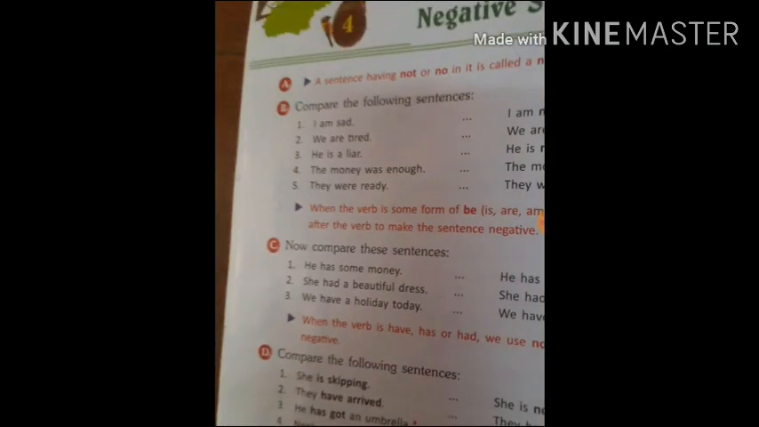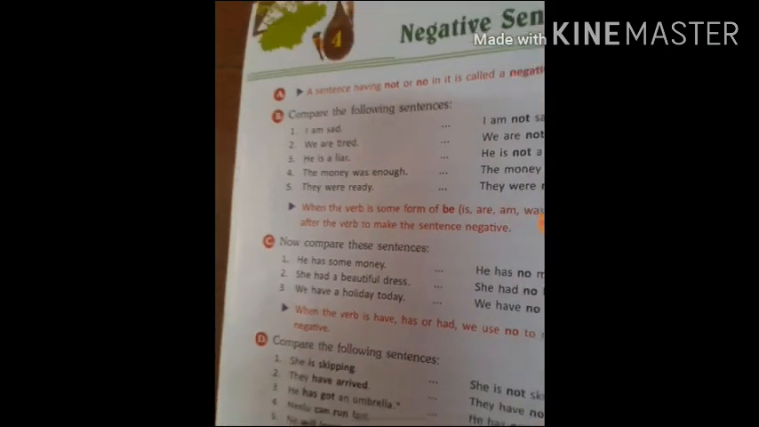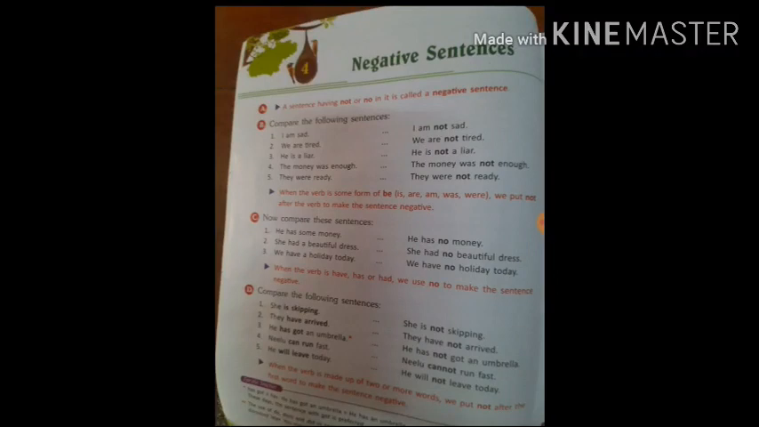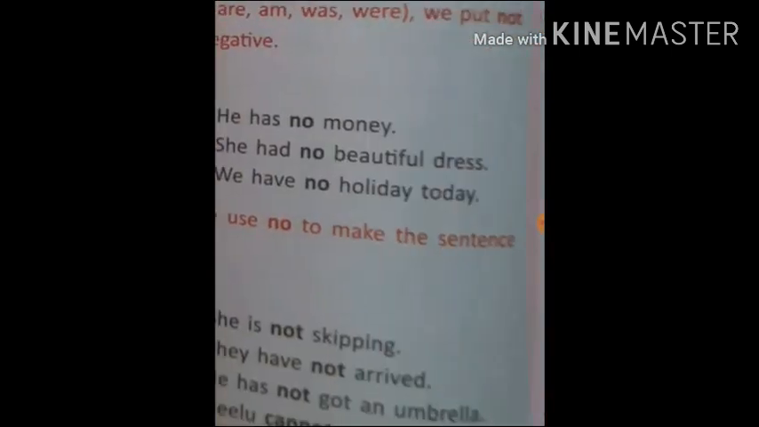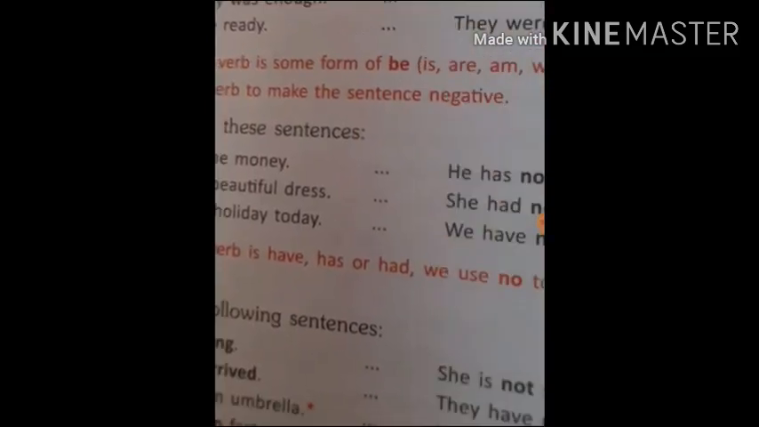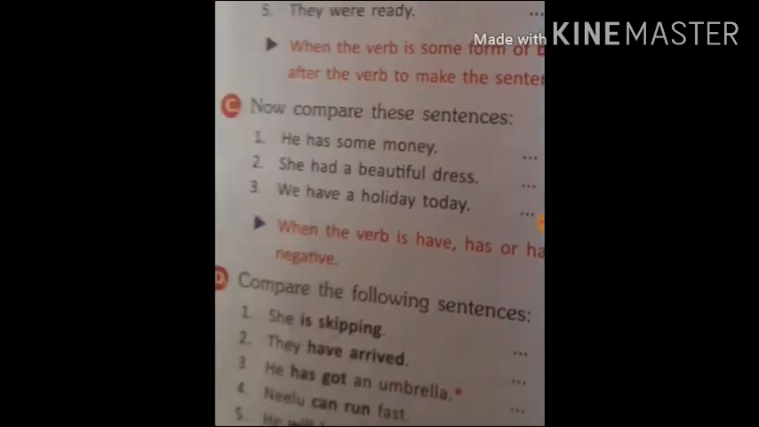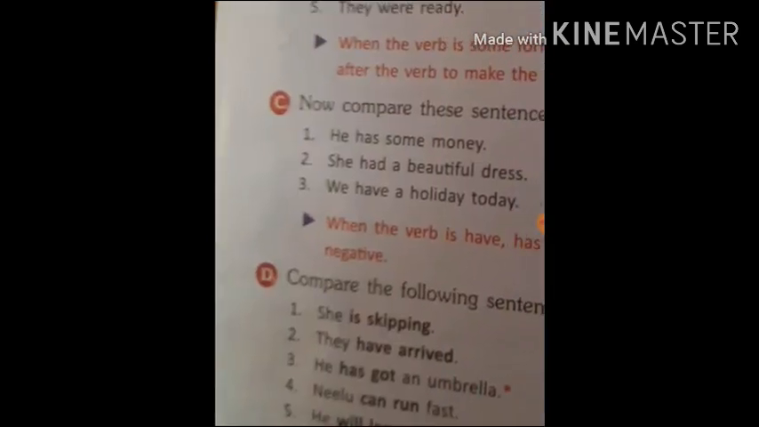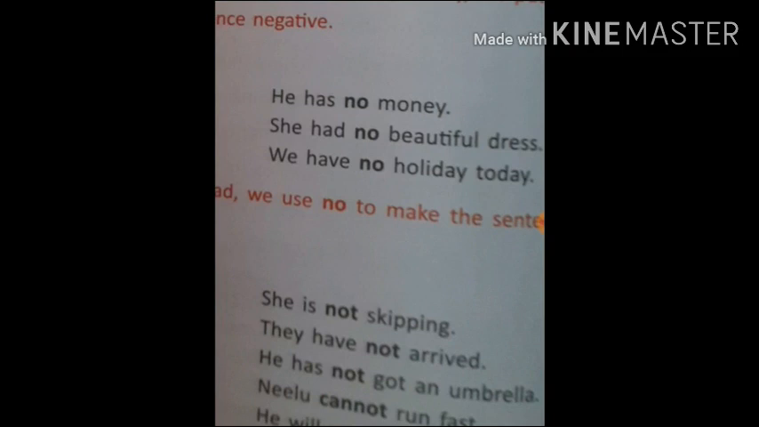So now what is written? When the verb is some form of be, that is, am, is, are, was, were, we put not after the verb to make the sentence negative. Understood? Yes. So now coming to C. Now compare these sentences. He has some money, he has no money. She had a beautiful dress, she had no beautiful dress. We have a holiday today, we have no holiday today.